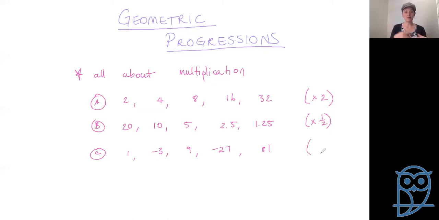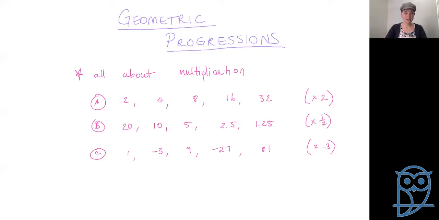And then this last one, which gets a bit more funky because our signs are changing: 1, minus 3, 9, minus 27, 81. This is a times minus 3. So we could multiply by fractions, we could multiply by whole numbers, we could multiply by an improper fraction, positive or negative, as long as it is the same value that we are multiplying each and every time, we've got ourselves a geometric progression.